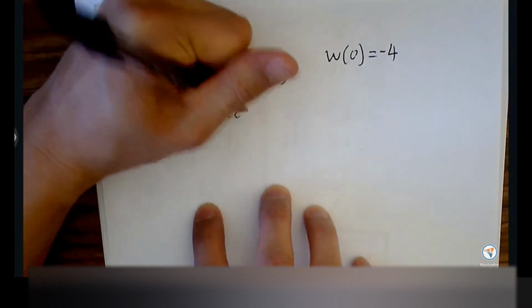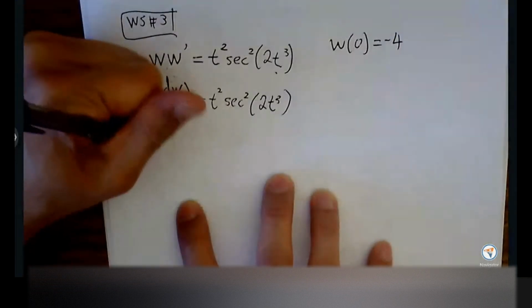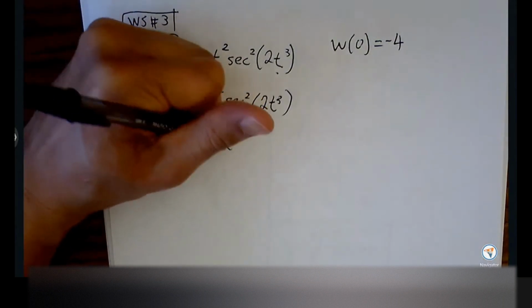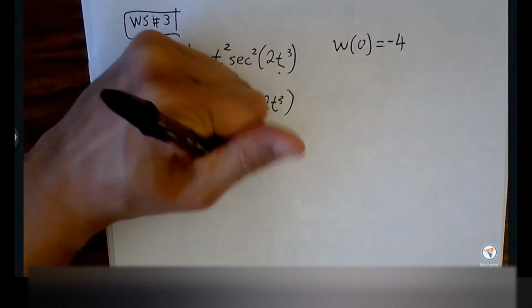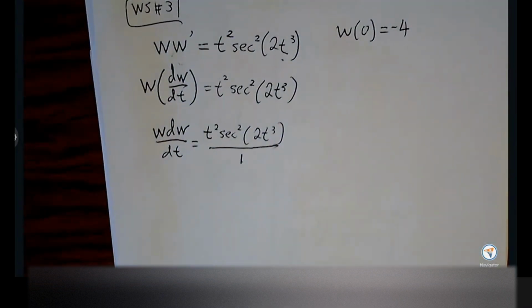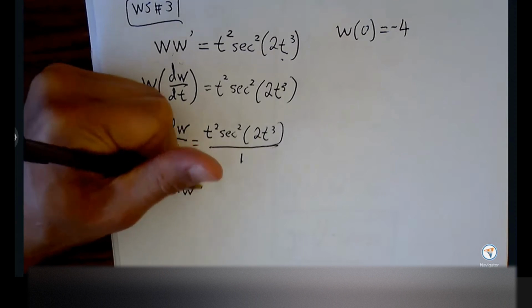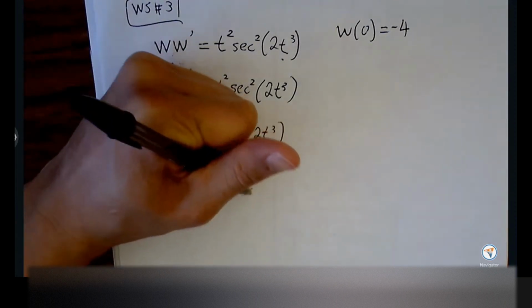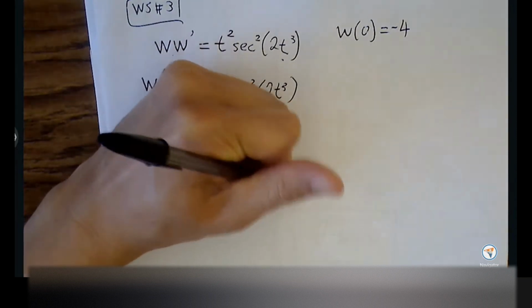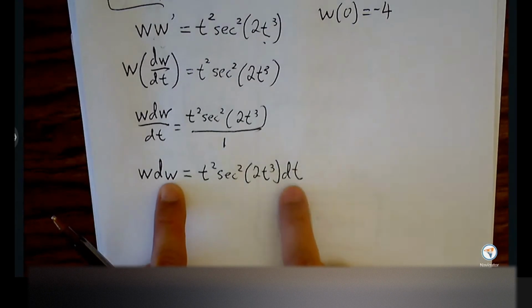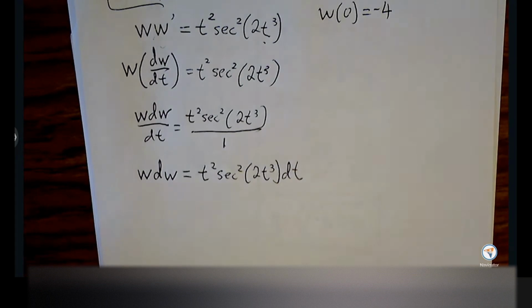Okay, so I'm going to take some time here to go through my steps. I'm forcing these into fractions just so it makes it easier when I cross multiply. Cross multiply, I want my DW in the right spot. I want my DT in the right spot. So at least we have these in the right places. Is there anything we need to move? We want W's on the left, T's on the right. Or are things already separated?